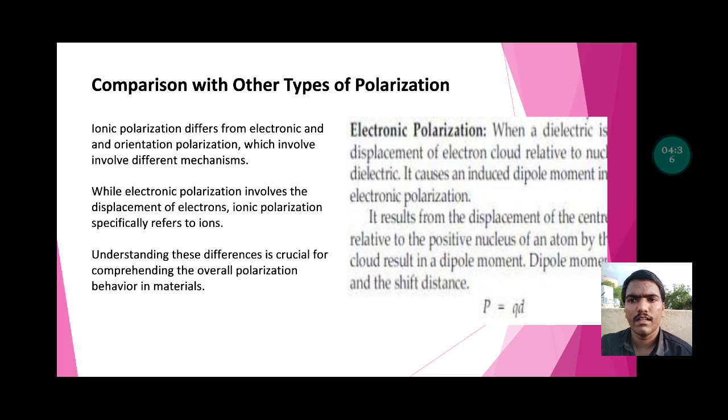Comparison with other polarizations. Ionic polarization differs from electronic and orientation polarization, which involve different mechanisms. While electronic polarization involves the displacement of electrons, ionic polarization specifically refers to ions. Understanding these differences is crucial for comprehending the overall polarization behavior in materials.